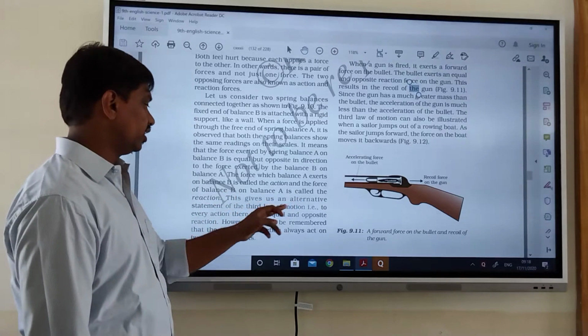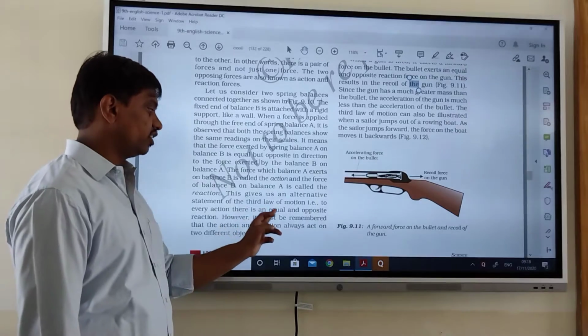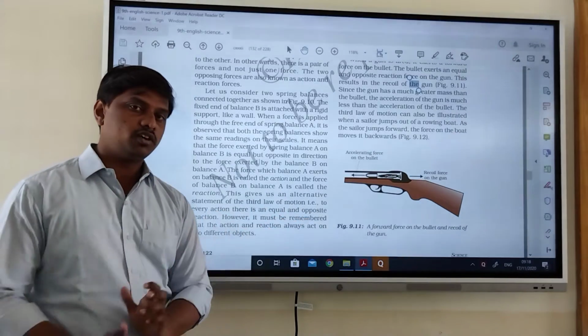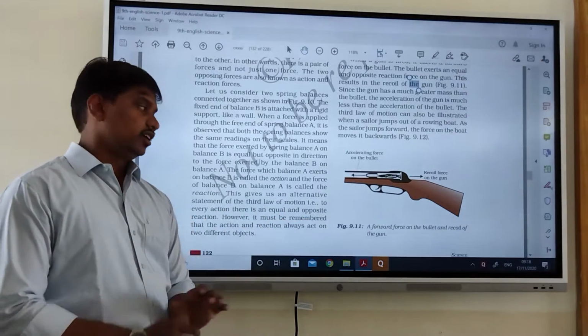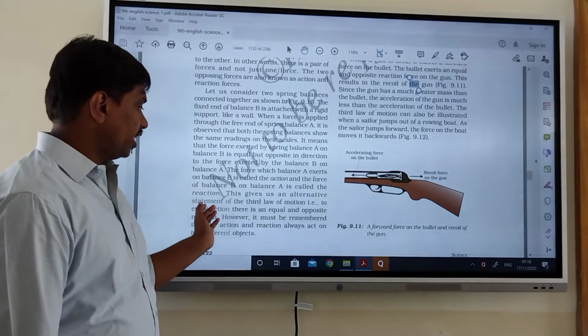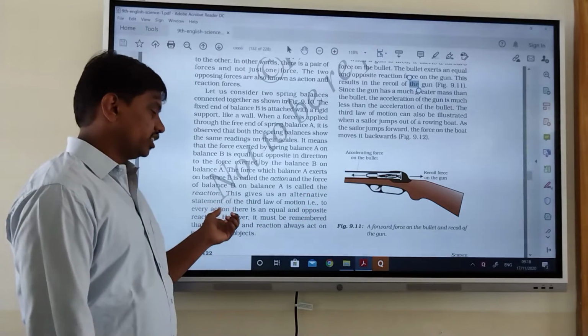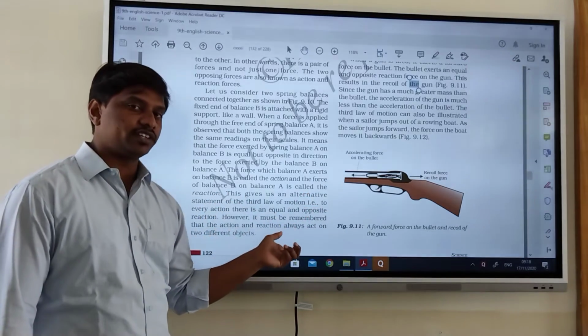This gives us an alternative statement of the third law of motion, that is, to every action there is an equal and opposite reaction. The third law of motion states that to every action there is an equal and opposite reaction.